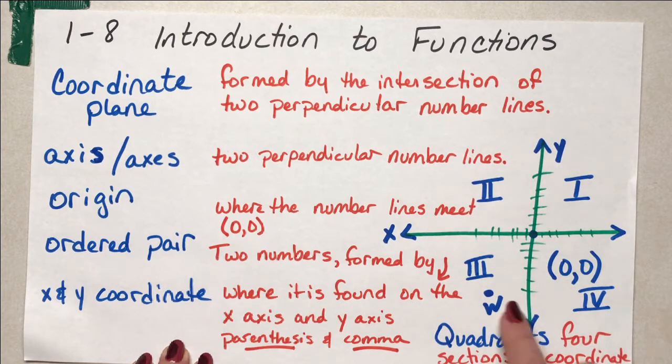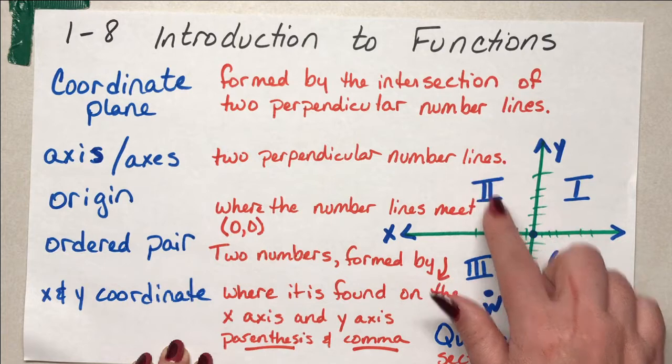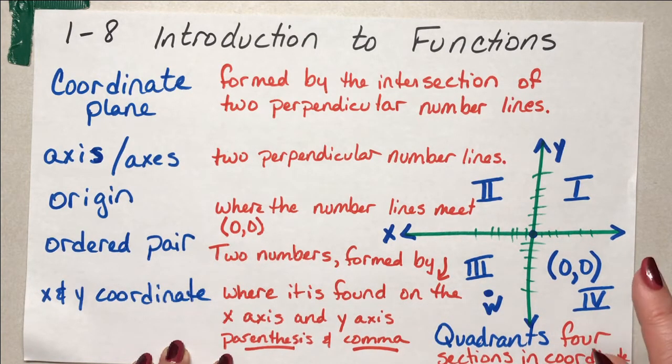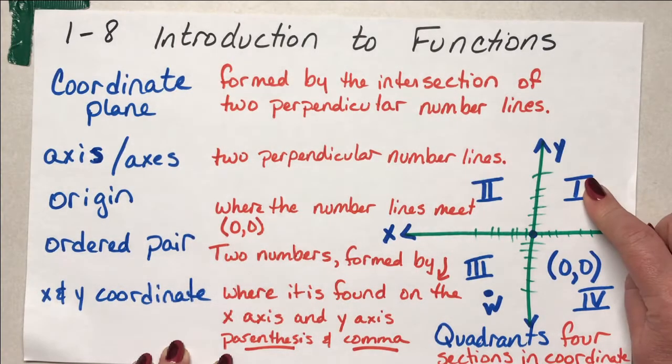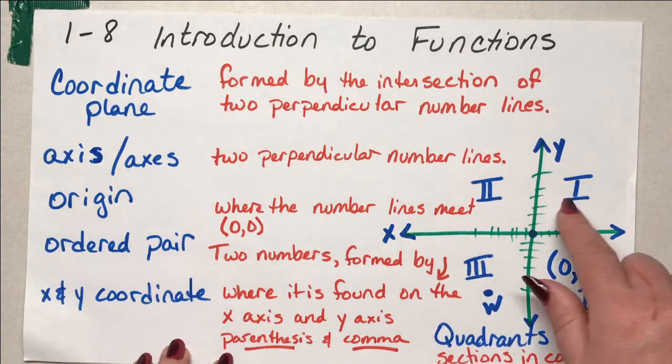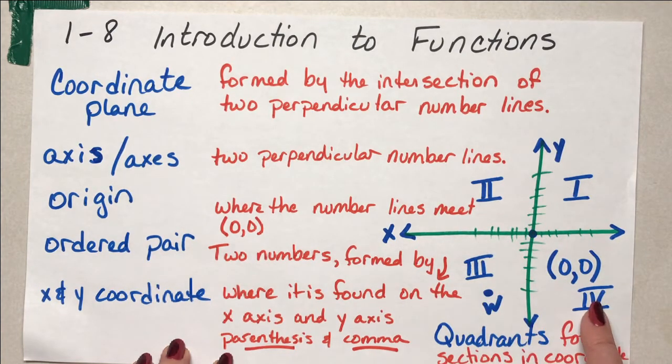When you're looking at a coordinate plane, you have quadrants. It naturally makes 4 different sections, and these are labeled with Roman numerals starting in positive, positive, and working their way counterclockwise. Why they do it this way, I don't know. But counterclockwise around, so we have sections 1, 2, 3, and 4.